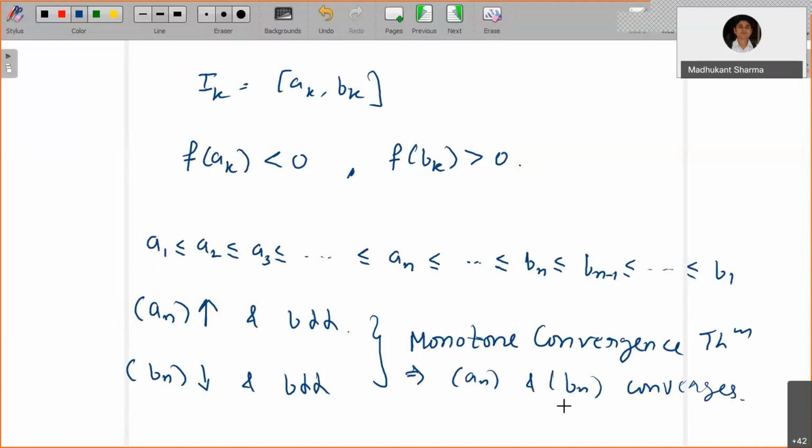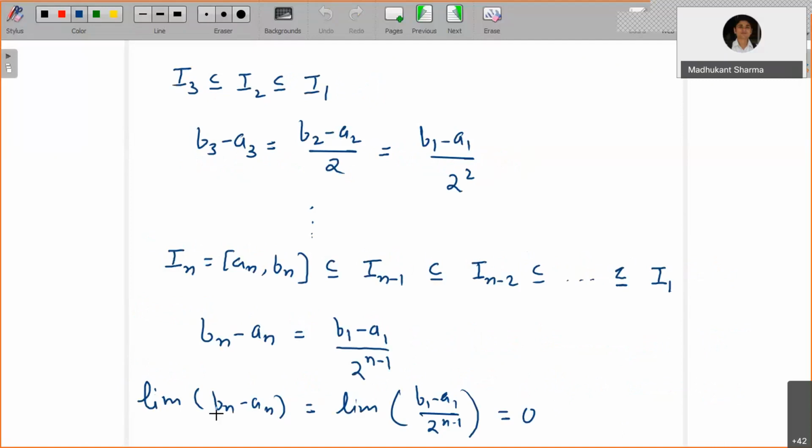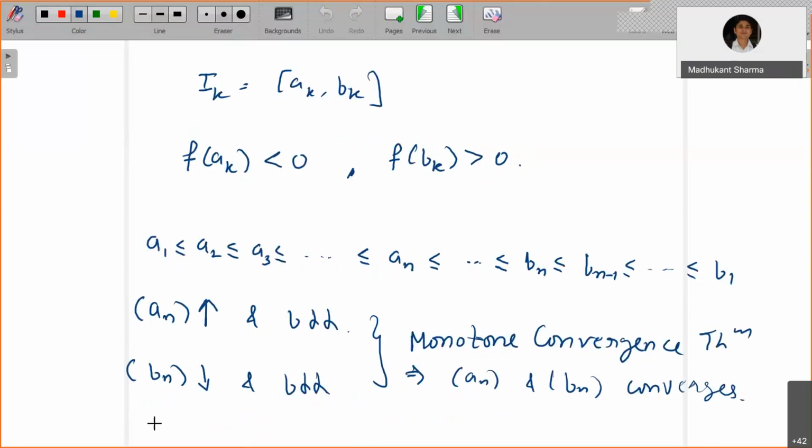But where do they converge? They will converge to the same limit. Why? Because if you look back here, the limit of bn minus an is 0 and both are convergent. So the limit of bn minus the limit of an is equal to 0. And that will give you the limit of bn equals the limit of an, and that is equal to some number that is called c. So the limit of an is equal to the limit of bn, and that is equal to c.